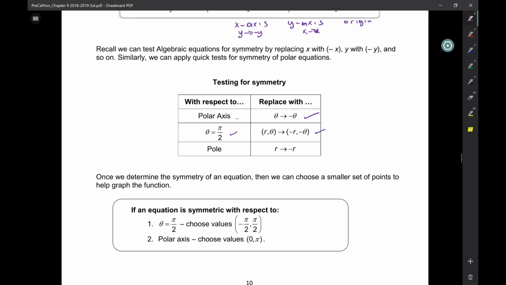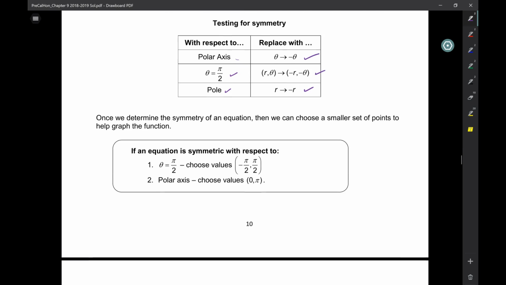And then here is a hint. If an equation is symmetric with respect to theta equals pi over 2, it's enough to graph from negative pi over 2 to pi over 2. So I've put this here, but I'm going to tell you to not memorize this. It's not worth it because once you understand what's going on, you will do it instinctively anyway. So don't memorize this. Let's see if you can make sense of these so you don't have to do as much memorizing.